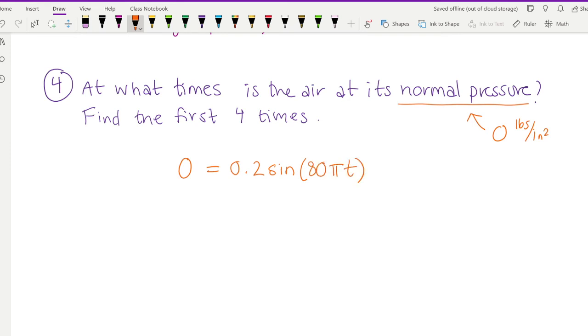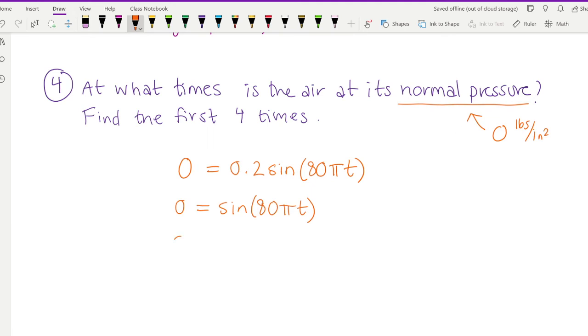Okay, so we can divide both sides by 0.2, right? And that won't affect the left-hand side. So we have 0 is equal to sine of 80 pi t. And at this point, I would encourage you to pause the video and try this yourself because this is very similar to the last one we did.